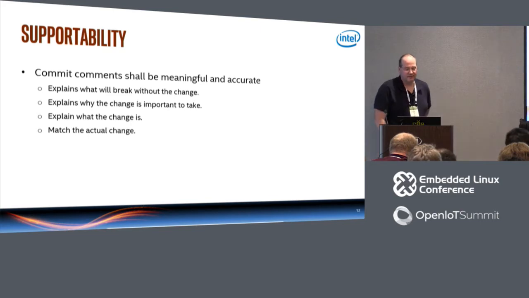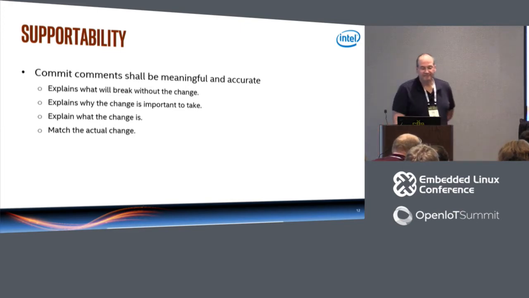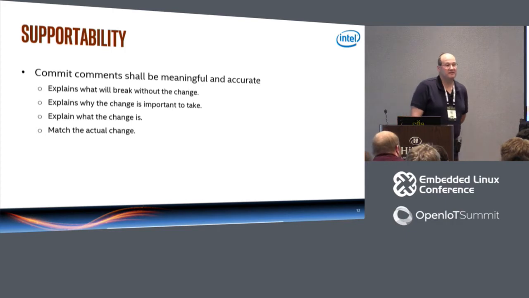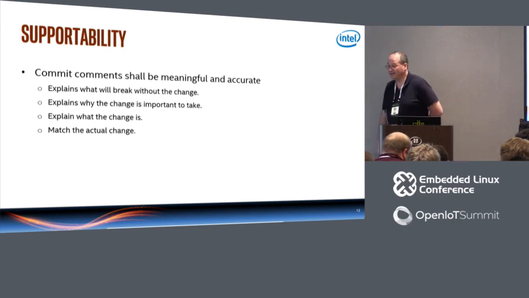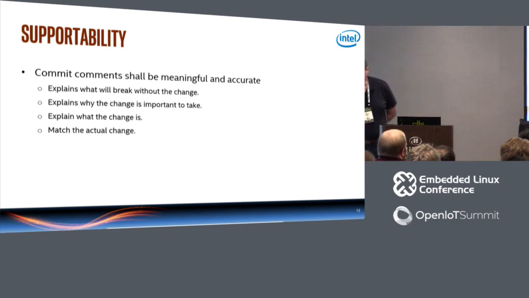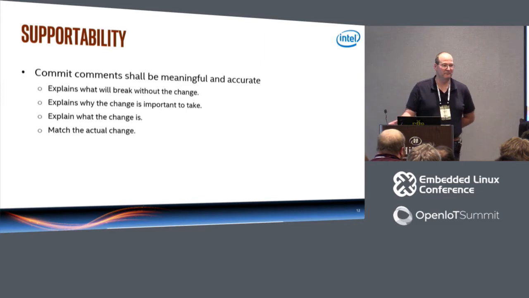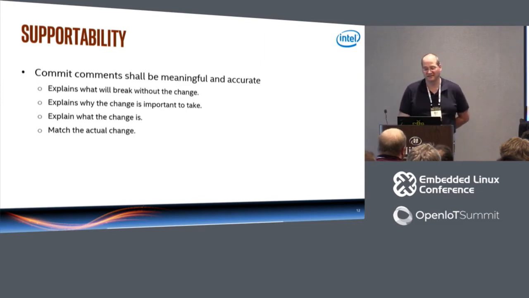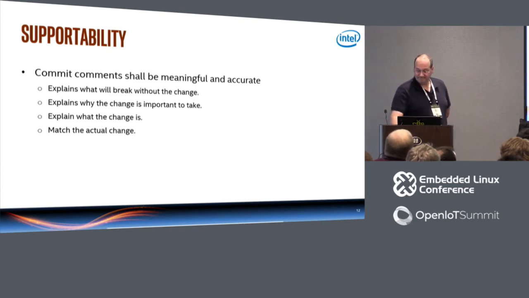Does the commit comment explain what's going to break and why it's important to take this patch? Does it explain what the change is, and does it actually match the change? Because I've seen more than a few patches where the developer cut and pasted a commit comment from one change to the next and sent it my way. And that's kind of annoying.